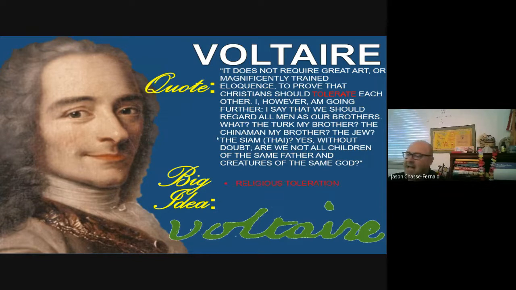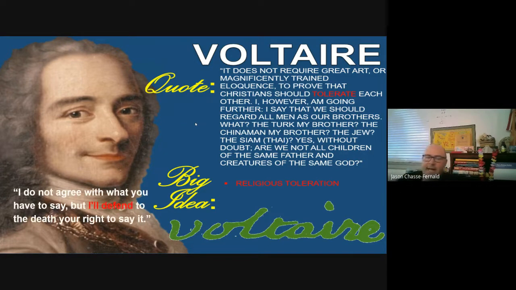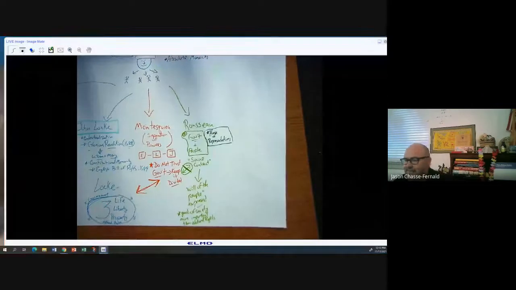So what is Voltaire advocating here? Religious toleration. Another famous quote from Voltaire: I do not agree with what you have to say, but I'll defend to the death your right to say it. So freedom of expression, right? Voltaire was very strongly anti-censorship, right? The best way to combat misinformation is with more information, right? Censorship breeds mistrust of the regimes that are trying to apply censorship. So censorship is never a valid answer.